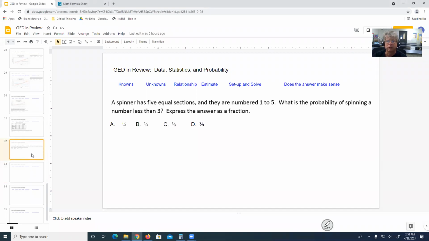So that's a little bit of an idea of some of the data, statistics, and probability questions that you may come across.